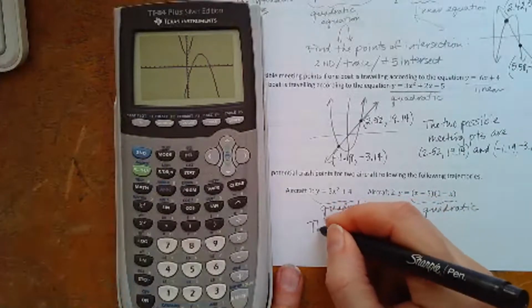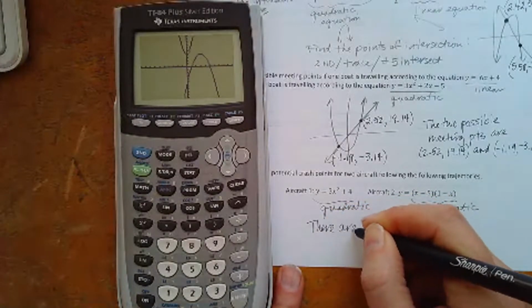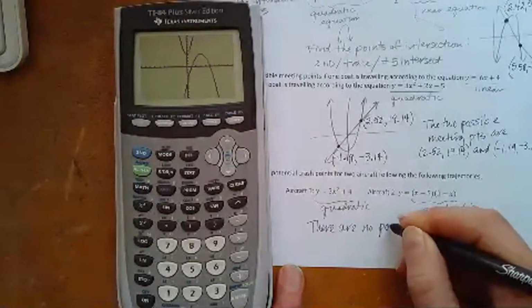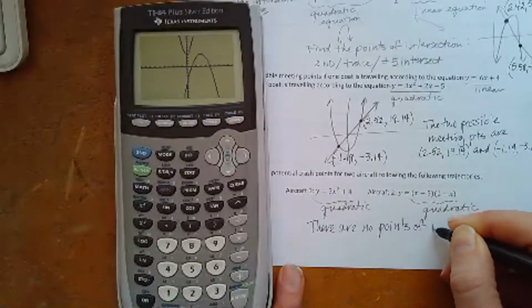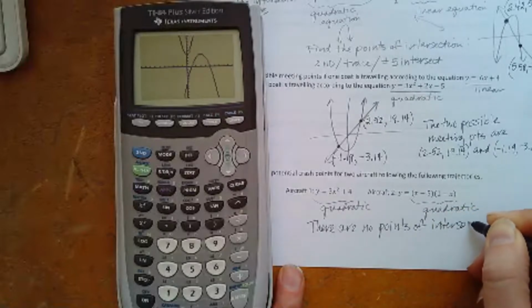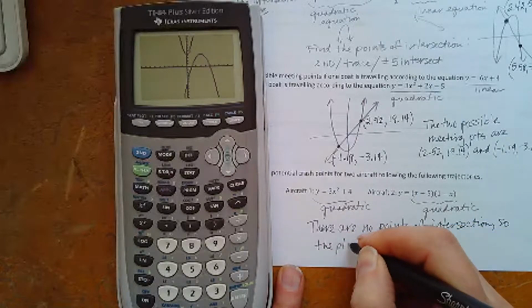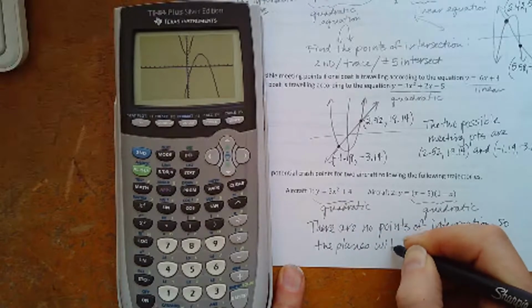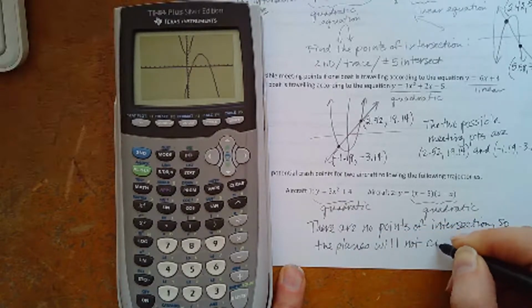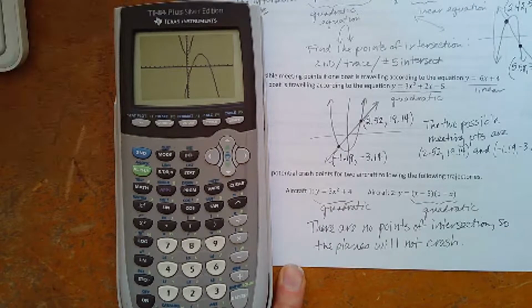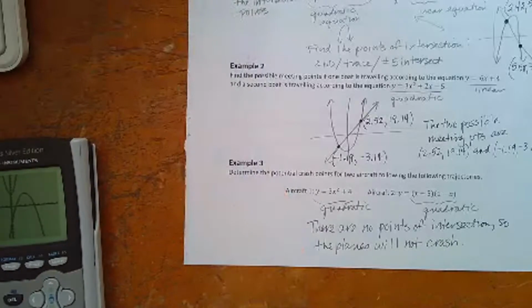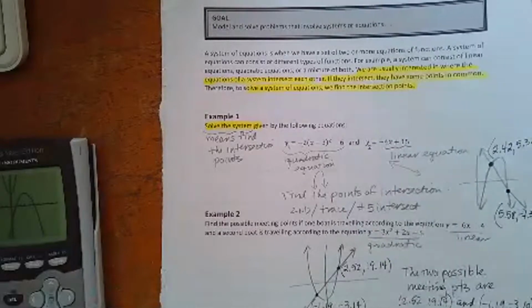So I would respond, there are no points of intersection. So the planes will not crash. Thank goodness, right? All right, so that's it. So very simple assignment. The concept isn't simple though, right? The concept is quite meaningful. Just knowing what solving a system is, that's the big lesson for today.